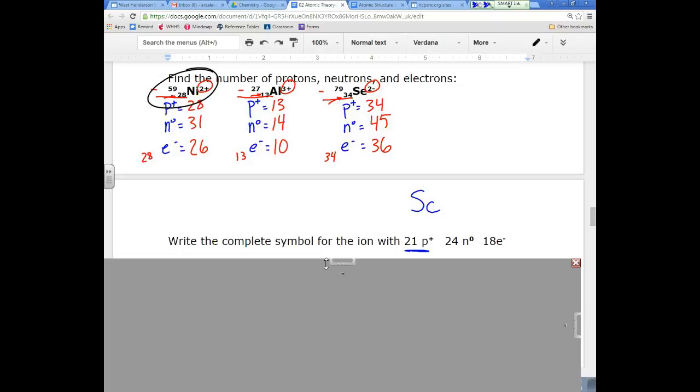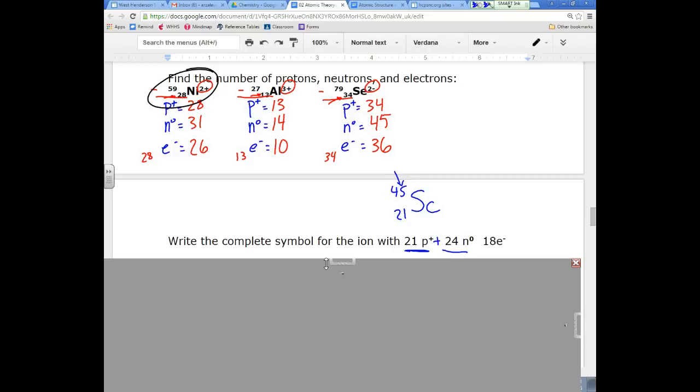Now, at the bottom, that's the easiest, we're going to start, and what goes here is the number of protons. I have 21 protons. What goes up here is the mass. The mass is equal to the protons plus the neutrons. So not just the neutrons, both of them added together. So you should end up with a 45 up here, the 21 plus the 24.